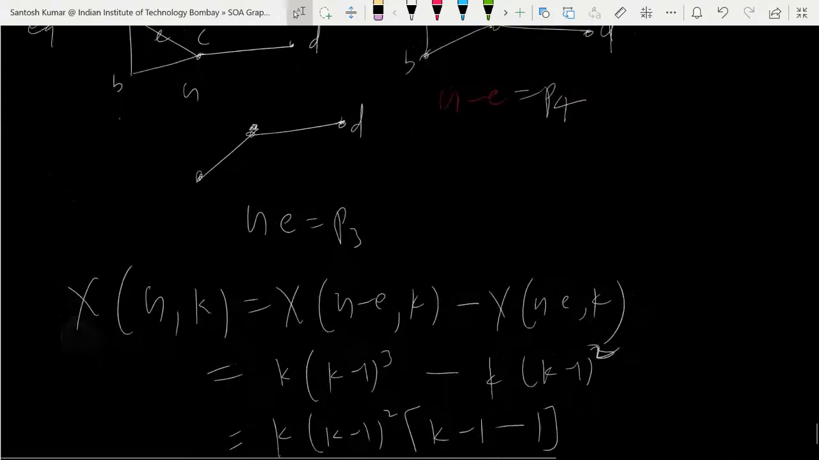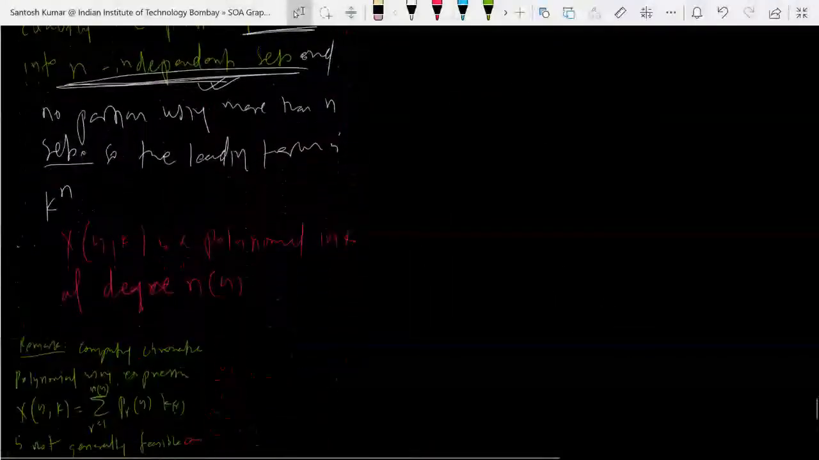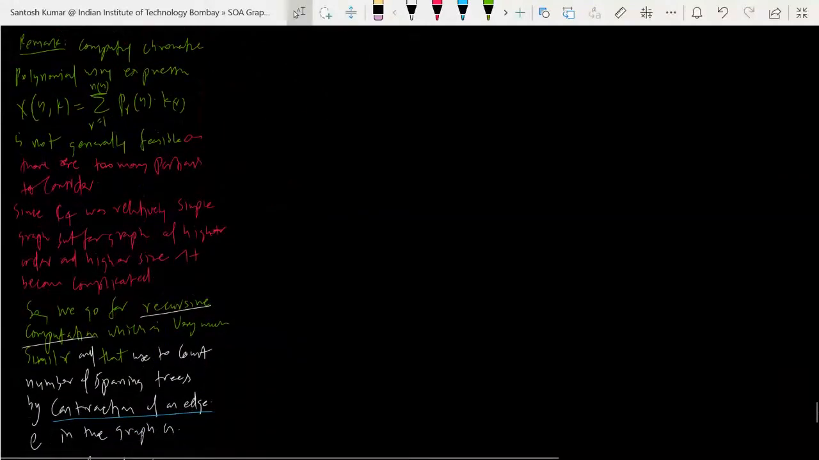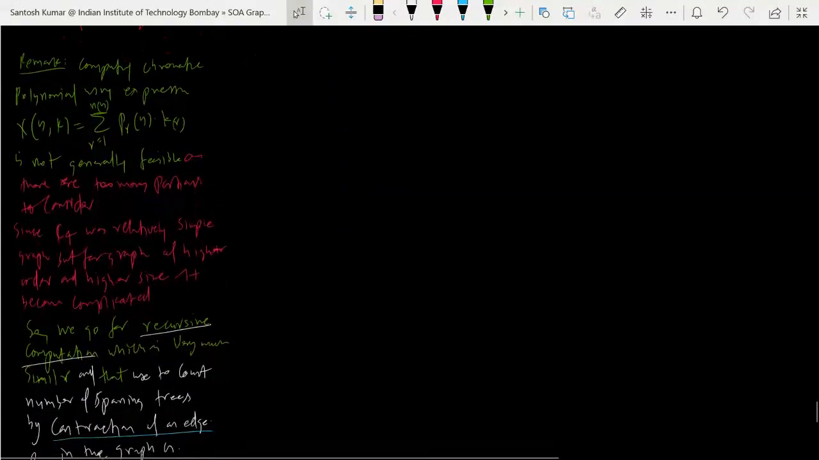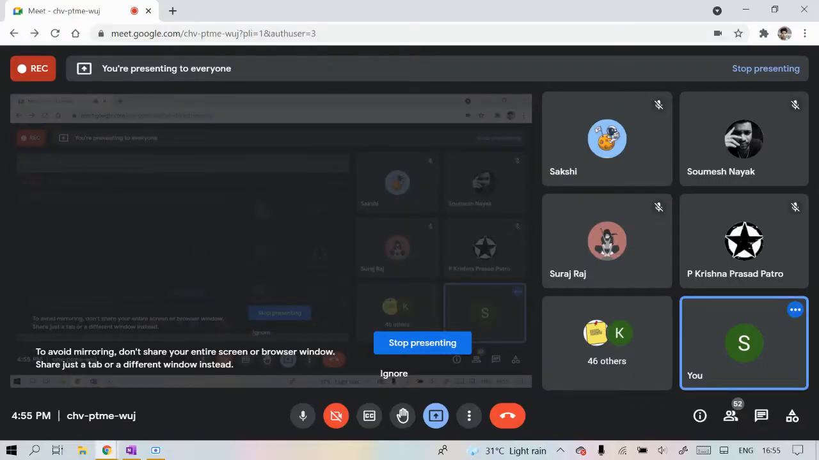Okay. So do you have any doubt till now? We have derived the formula for the chromatic polynomial, and that was nothing but the number of proper colorings of the graph using k colors. So no doubt.